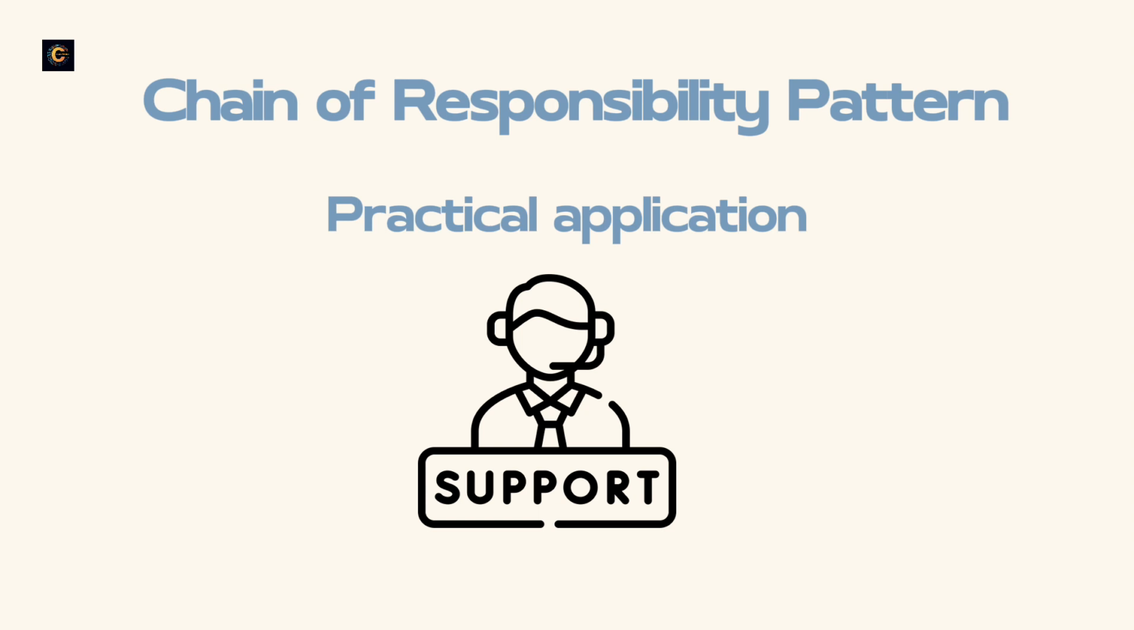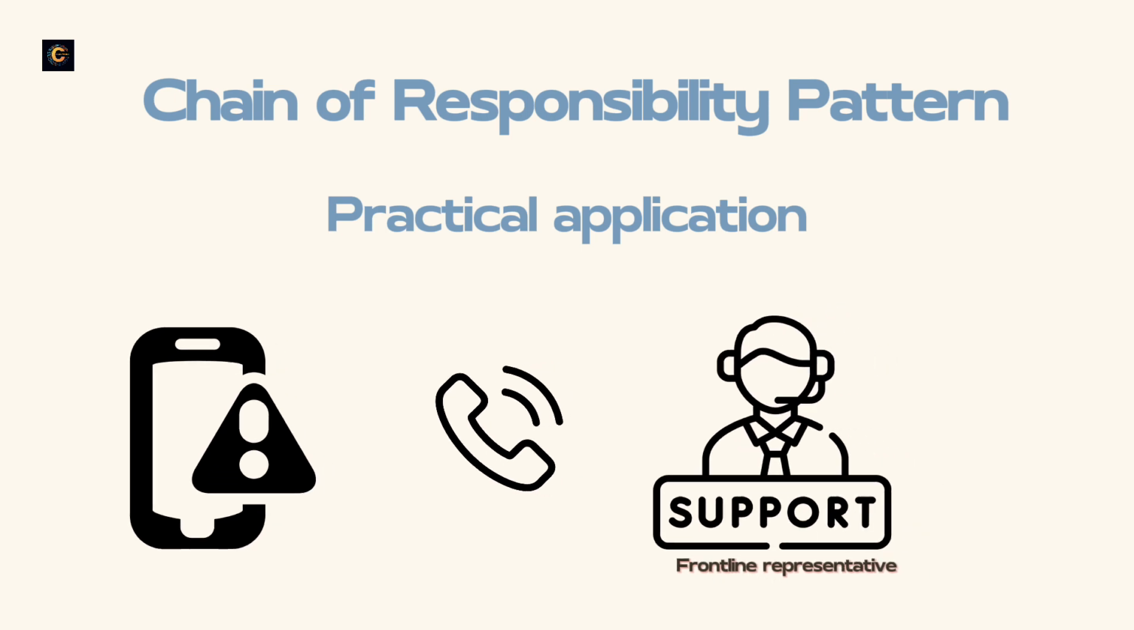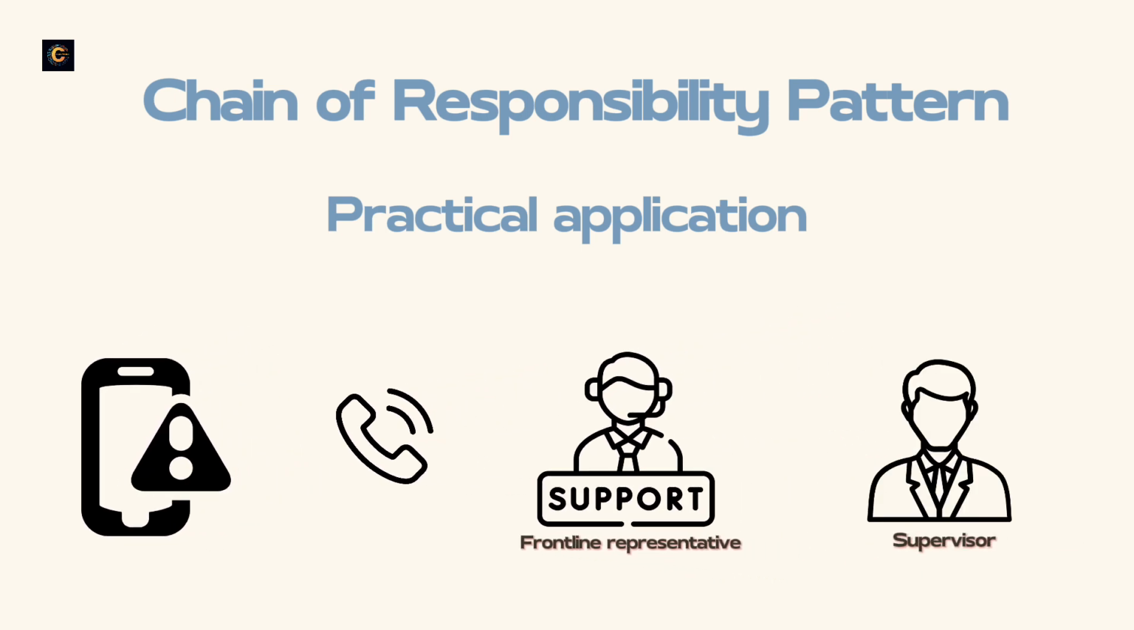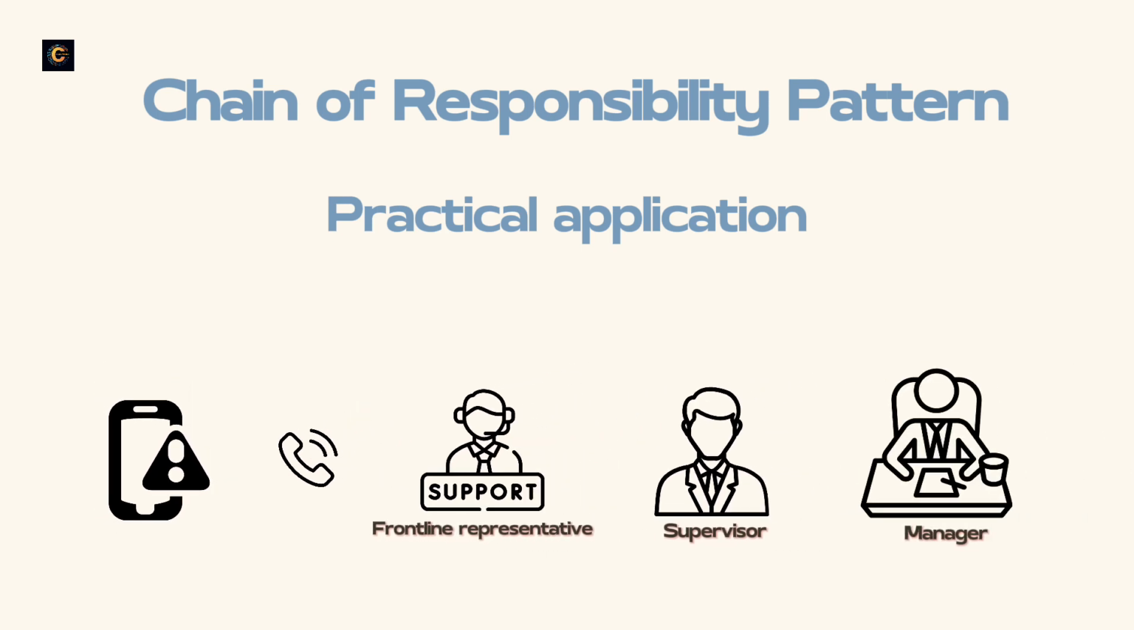Imagine you call a customer support hotline with an issue. Your call is first handled by a frontline representative. If they can't resolve your issue, they escalate it to a supervisor. If the supervisor can't help, they escalate it further until it reaches someone who can resolve the issue. This cascading escalation process mirrors the chain of responsibility pattern.